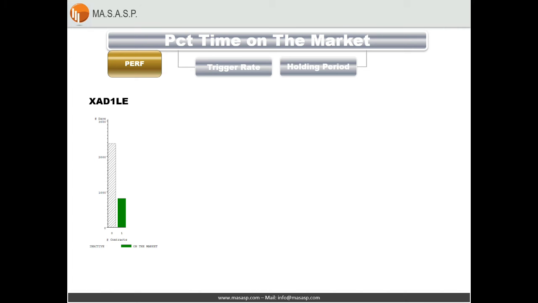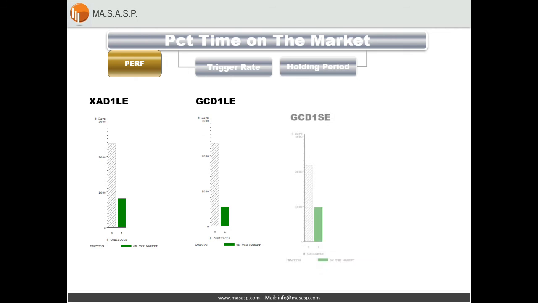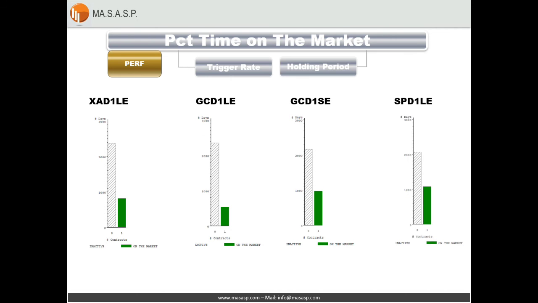Let's have a look at each system involved in our combination. We see here that the moderate long strategy on gold is the most selective system, meaning that it stays on the market less than any other system.